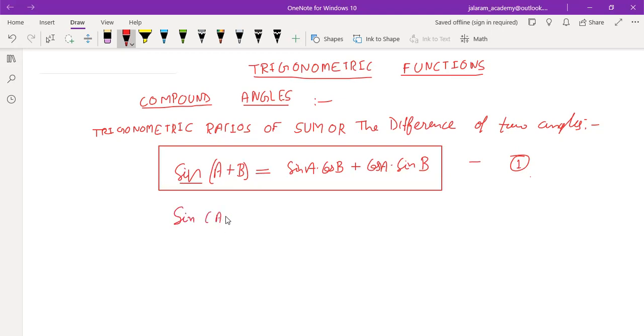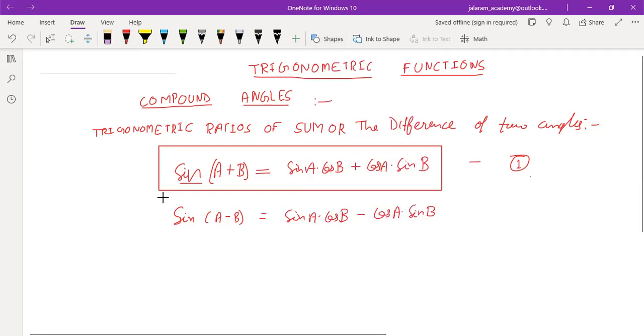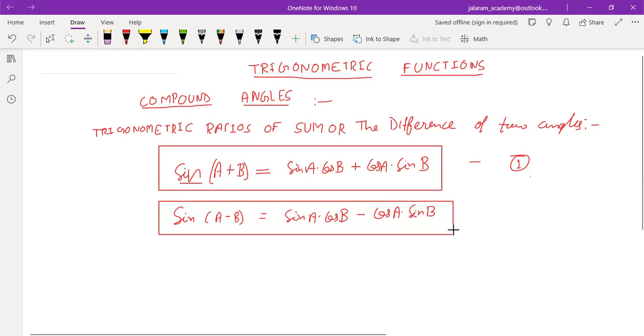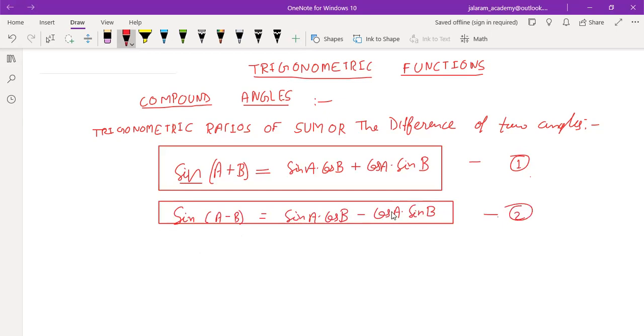The second will be about the difference of two angles. Sine A minus B, only the sign between these two terms will be changed. Equals sine A cos B minus cos A sine B. So this is the second formula, compound angles. So repeat again, sine A minus B equals sine A cos B minus cos A sine B.